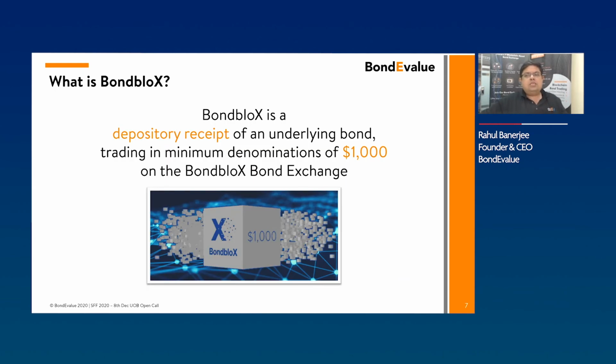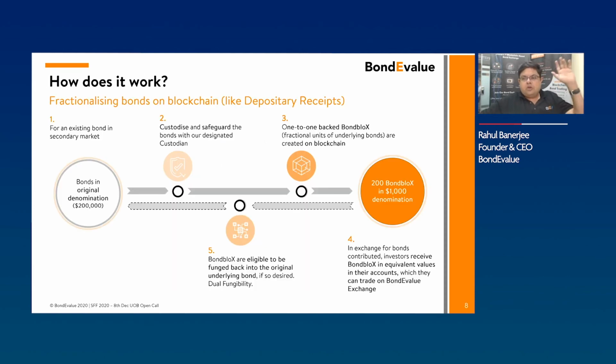So what is a Bondblox? A Bondblox is a depository receipt of an underlying bond, identical to ADRs that you may be familiar with, which is American depository receipts or global depository receipts. So you take a full bond, you place it with a custodian. Our custodian is one of the largest in the world, which is Northern Trust. All the full bonds are kept with them, cash is kept with them. And on the back of that, you issue $1,000 bond blocks.